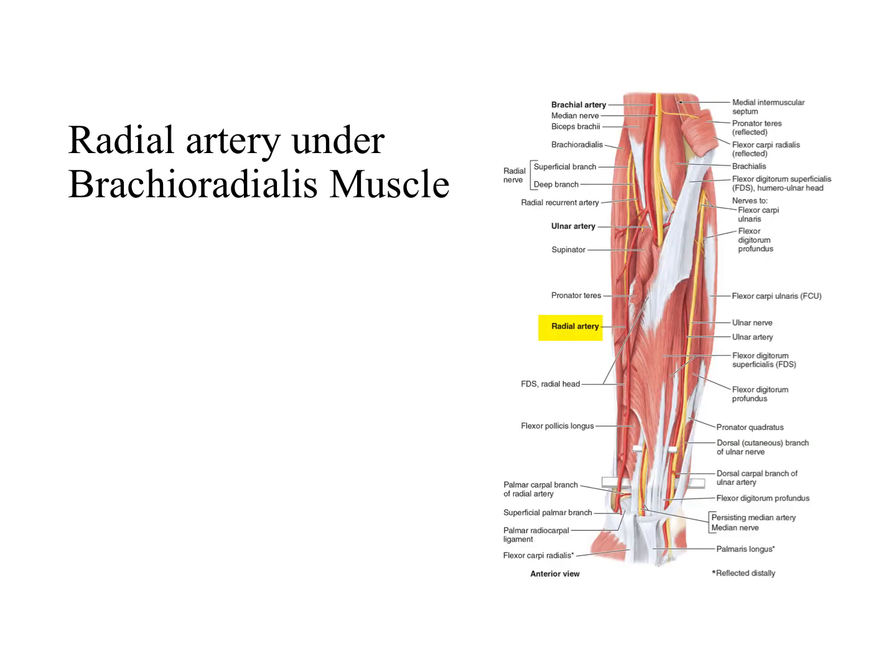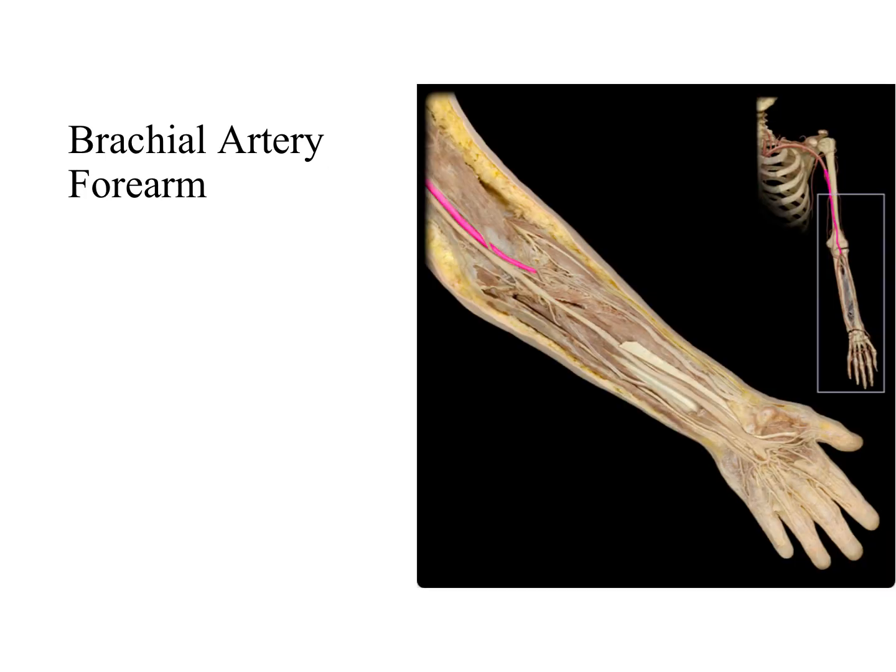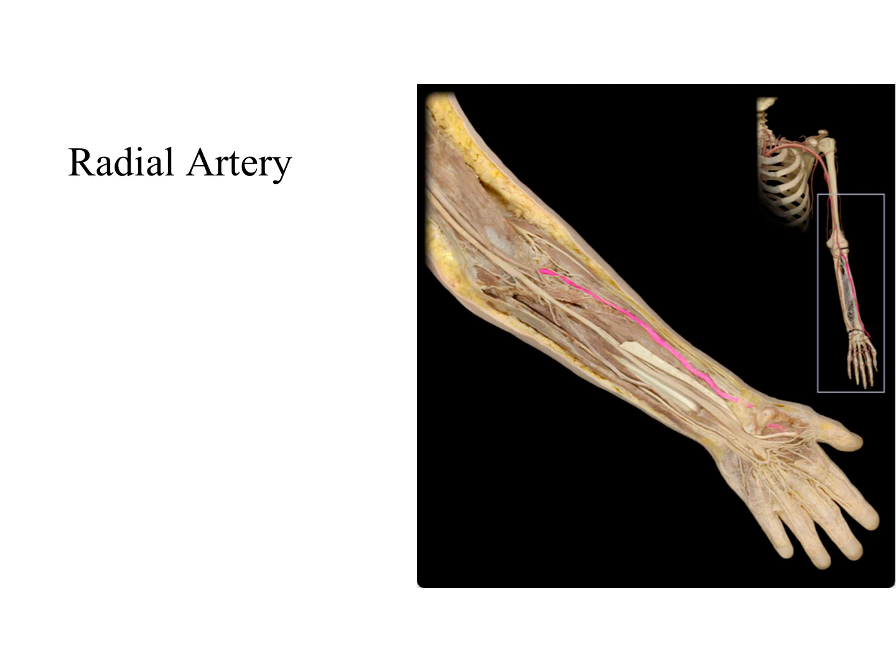This diagram is illustrating the radial artery underneath the brachioradialis muscle, which has been cut and reflected away. In this diagram, we see the brachial artery as it enters into the cubital fossa. And here we see the radial artery that branches off of the brachial artery. And here we see the ulnar artery as it branches off of the axillary artery.